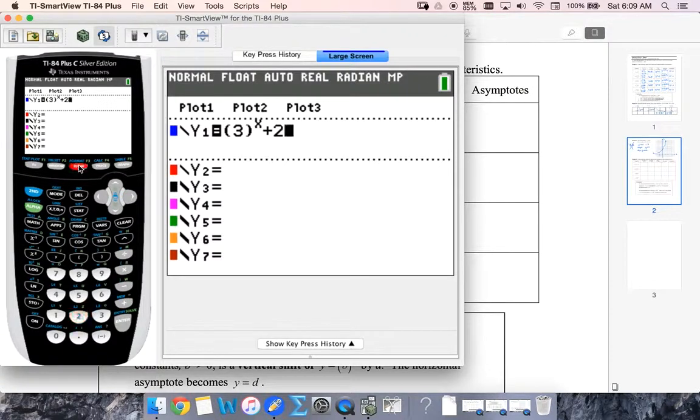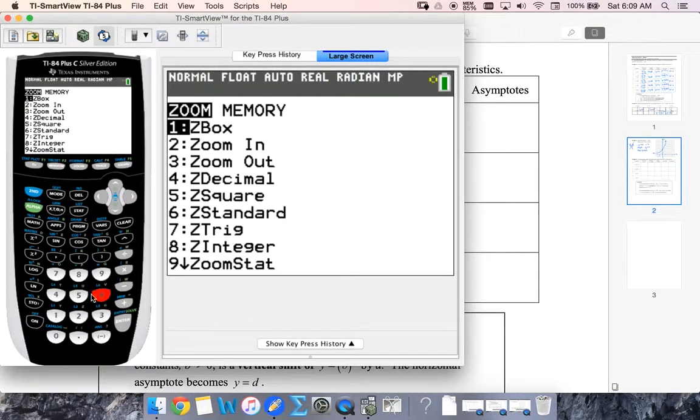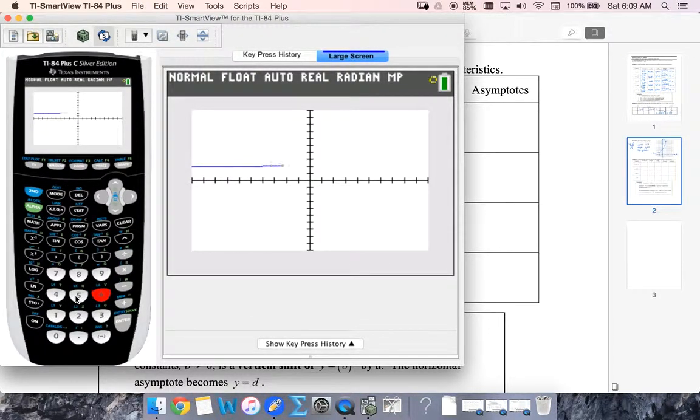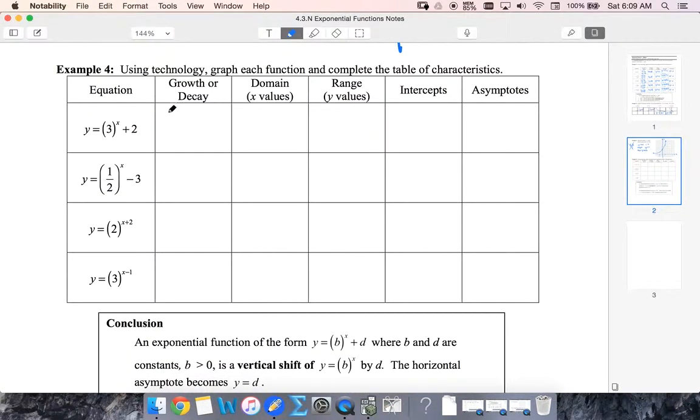And I'm going to go back to a standard window. So now I see that my asymptote has moved up to y equals 2, and that my y-intercept has moved up to 3. I still see growth, because as x goes towards infinity, y is also going towards infinity. My x values are still all real. And if I think about this equation, I'm allowed to put in any x value for my exponent. Positive, negative, fraction, we've seen all of that.